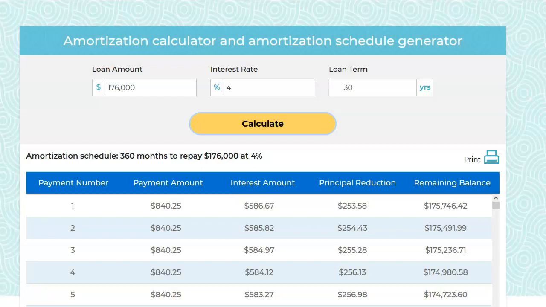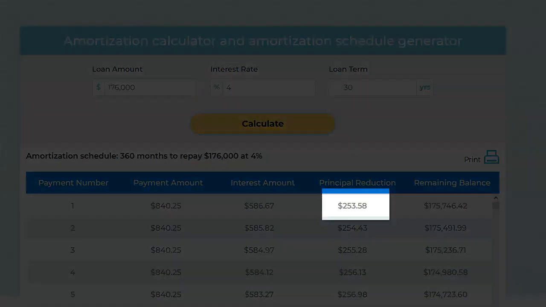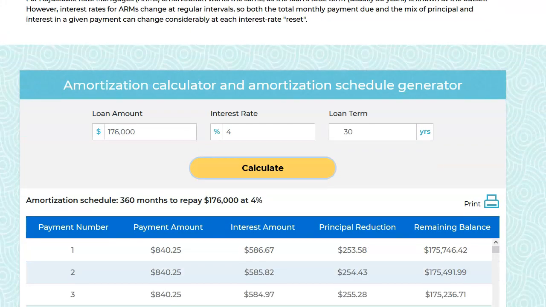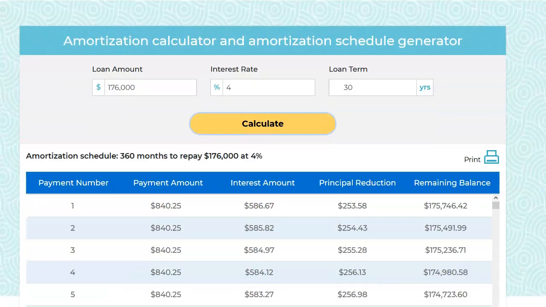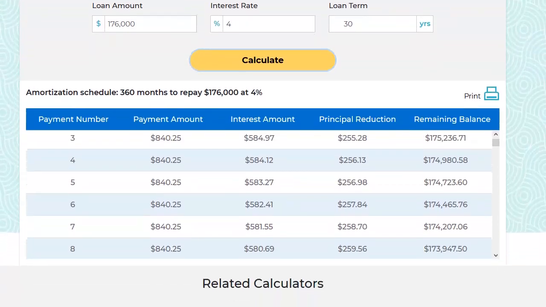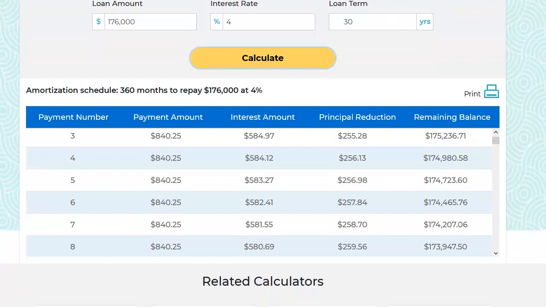And then the other part of your payment, $253.58, that goes towards your principal. Before the first payment, we owe $176,000 on the house. Then we subtract off not the $840, but we're subtracting off the $253.58 from the balance. And as you notice, a couple things happen as we're looking at the amortization schedule.